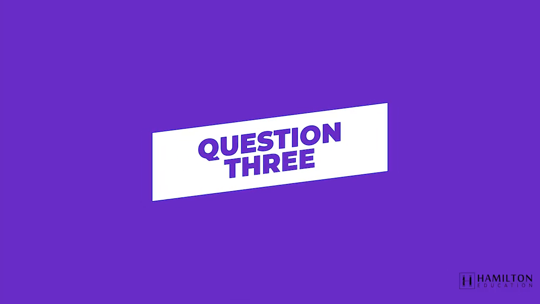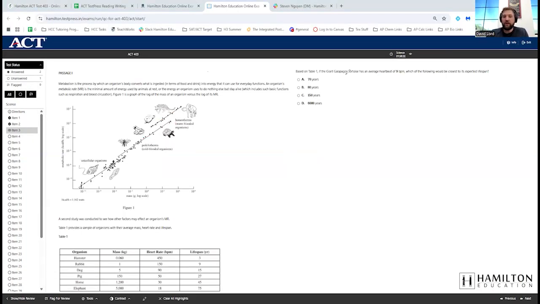This time we're looking at the table. In the table, the giant Galapagos turtle has an average heartbeat of 9 beats per minute, which could be the lifespan. So it's not on the table, but what you could kind of imagine is that as the heart rate goes down, the lifespan goes up. So it should definitely be more than 75.